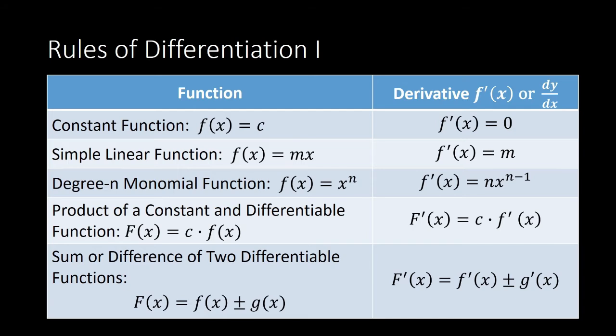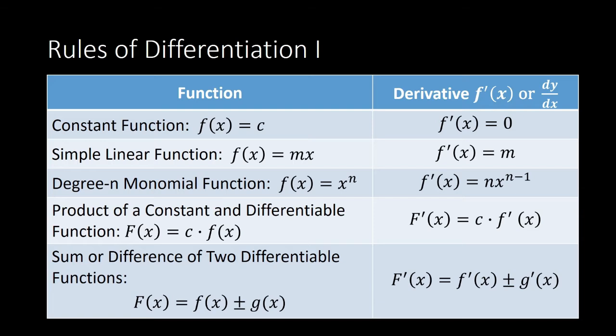When we have a constant function, f of x is equal to c, the derivative of that function with respect to x is just equal to 0. When our function is a simple linear function, f of x is equal to m times x, f prime of x is just the slope of that line, and it is equal to m. When we have a function f of x is equal to x raised to n, the derivative of that function with respect to x is n times x raised to n minus 1. Some books call this the power rule, but we are not yet giving these techniques names.